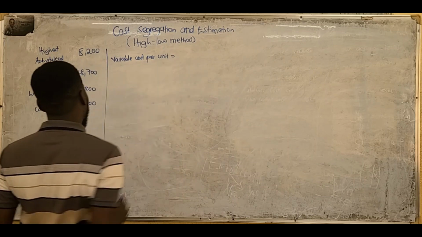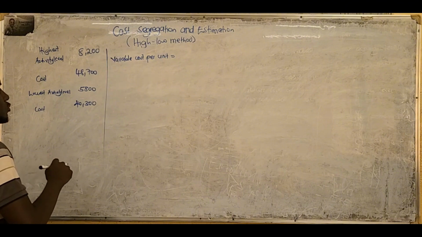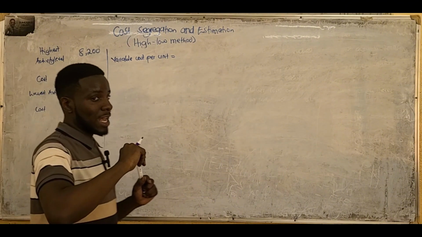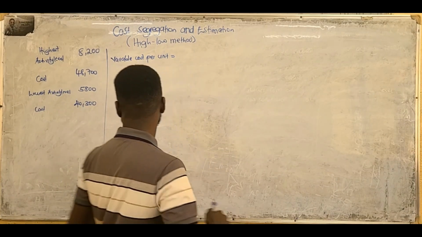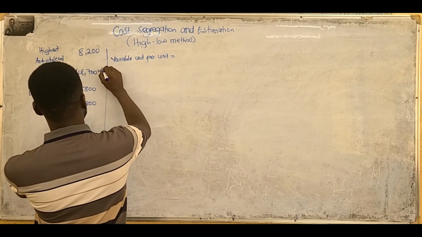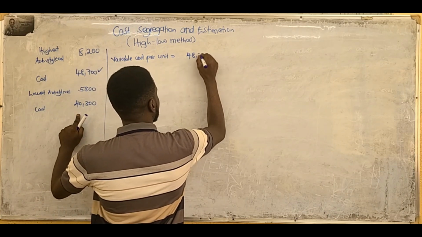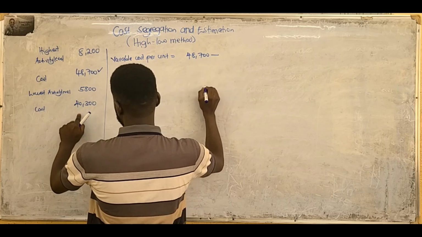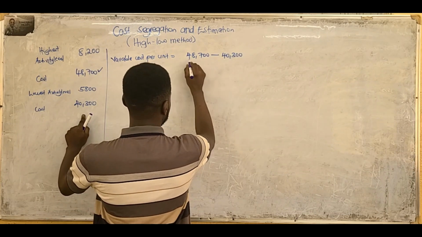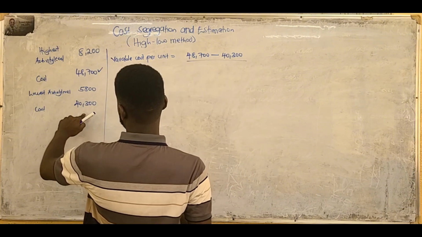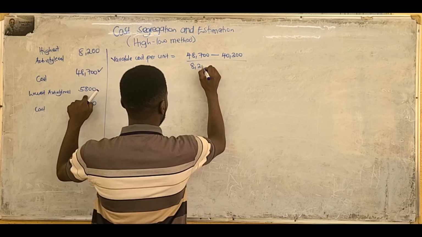I said the variable cost per unit is going to be the cost associated with high minus cost associated with low. So cost associated with high is this. So you come here and say 48,700 minus cost associated with low, which is 40,300. Then I say divide by the highest minus the lowest. So you shall have 8.